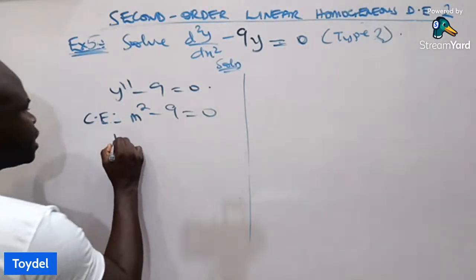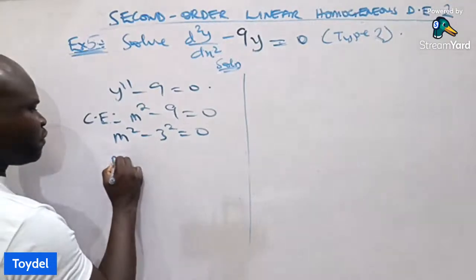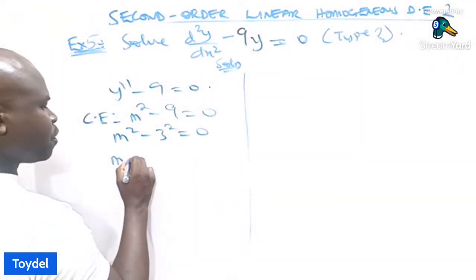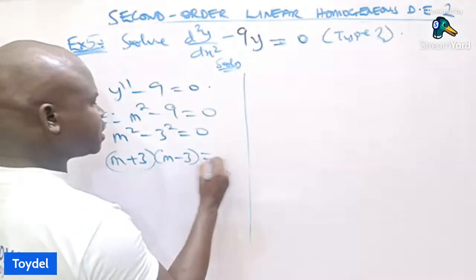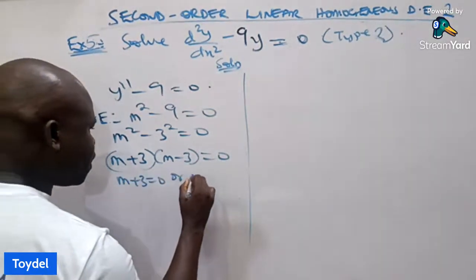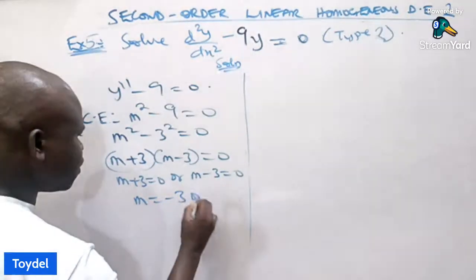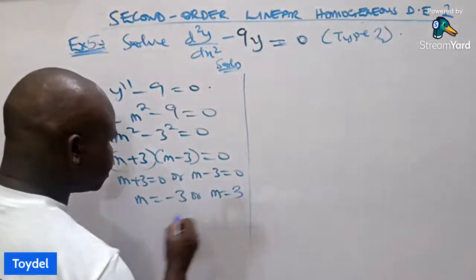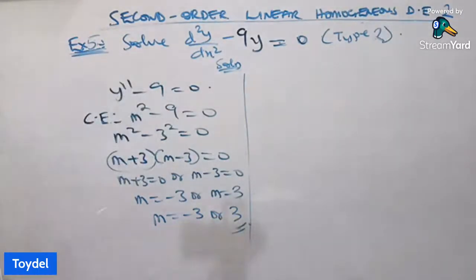This is the same thing as m squared minus 3 squared equal to 0. Difference of two squares. We have (m plus 3)(m minus 3) is equal to 0. So m plus 3 equals 0 or m minus 3 equals 0. So m is equal to minus 3 or m is equal to 3. So these are the two distinct but real values of m.